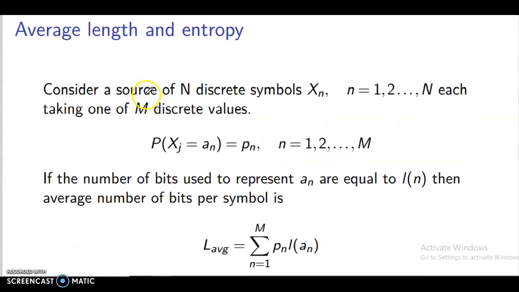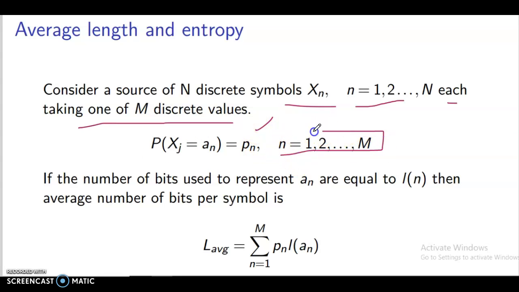Average length and entropy. Consider a source of N discrete symbols x_n, n equal to 1 to N, each taking one of M discrete values. P of x_j equal to a_n is equal to p_n, n equal to 1 to M.